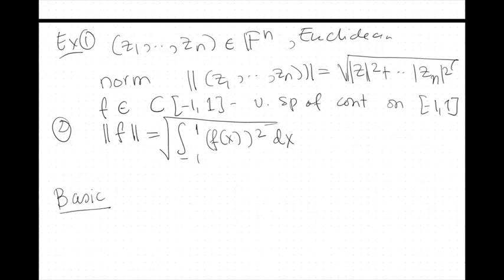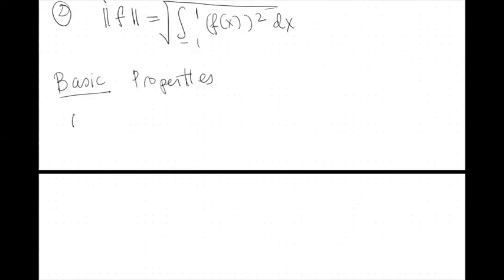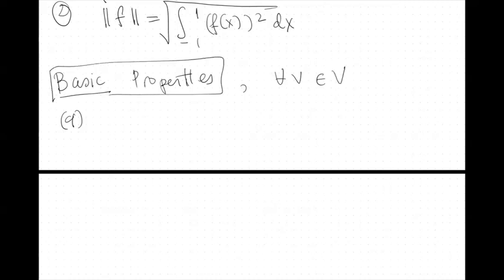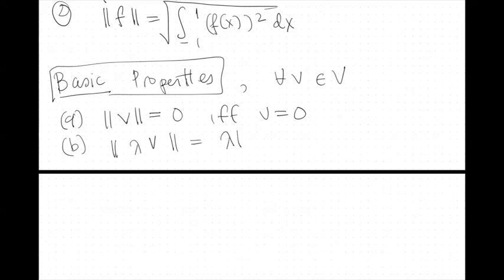And then after giving the norm, we have basic properties of norm. The first property: for all v in our inner product space, the norm of v is equal to 0 if and only if v is 0. And letter b, the norm of lambda v is equal to the absolute value of lambda times the norm of v. This is for all lambda in our field F.